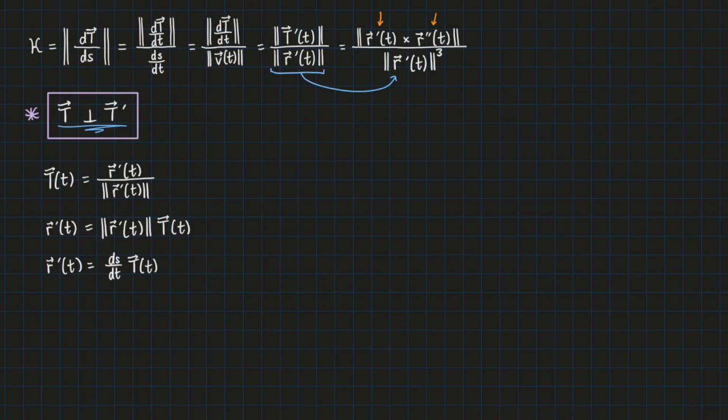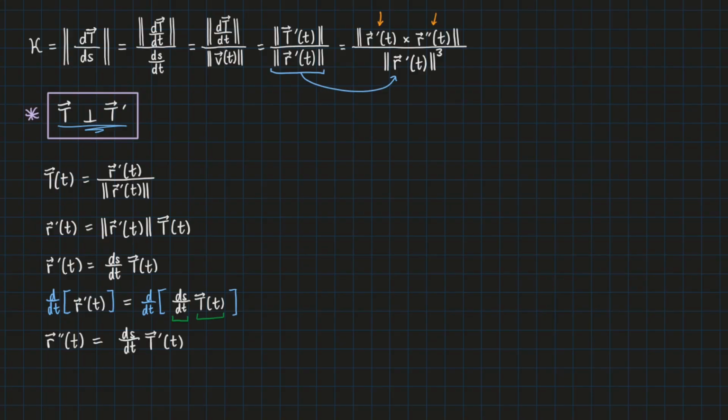Let's get r double prime of t. So let's take the derivative of both sides. On the left side, we have r double prime of t. On the right side, we have a scalar, and this is a vector. But they are both functions, and we're taking the derivative of the product of two functions. So we're going to use the product rule. With the product rule, we have ds/dt times the derivative of T of t, plus the derivative of ds/dt times T of t. So that's r prime and r double prime.